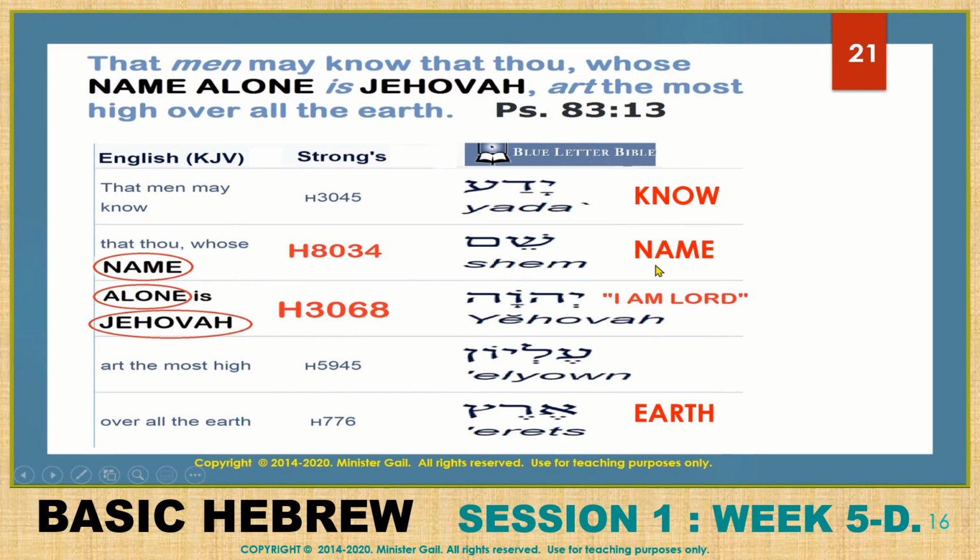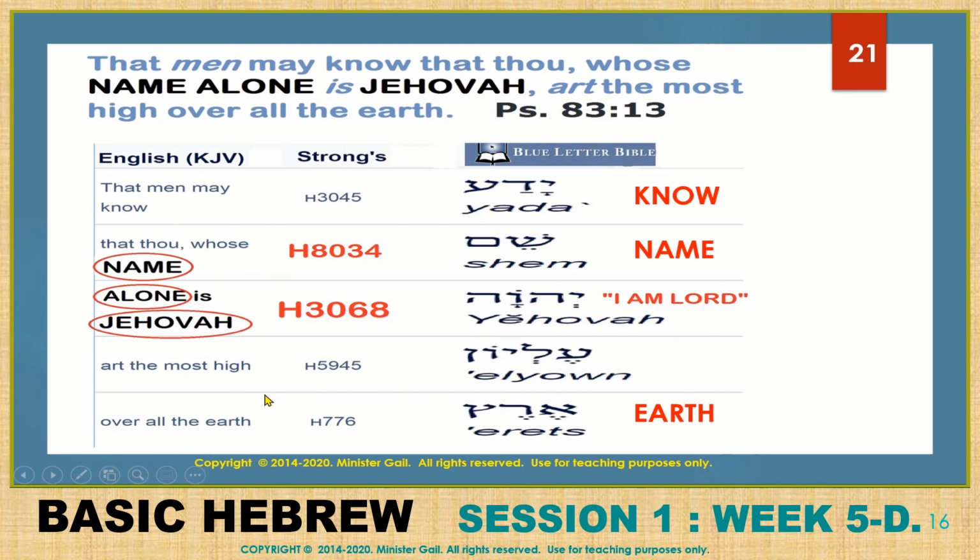I also taught you that Shem is the name of the people, the Jews, the third son of Noah. You have Japheth, Ham, and Shem. Shem is the people of the name. SH, because the dot's over this. EM, final sofit. Whenever you see the word name, it will be H8034, Shem. That thou, whose name alone is Jehovah, and all they have it translated is, I am the Lord, Jehovah, art the most high, alone.